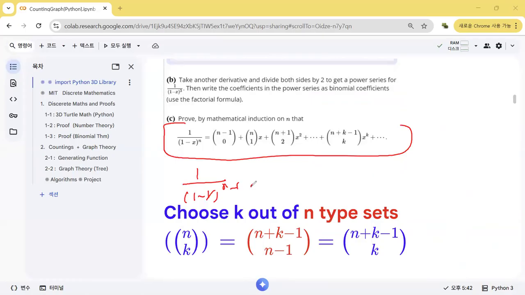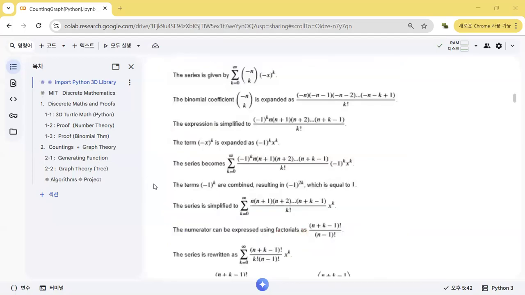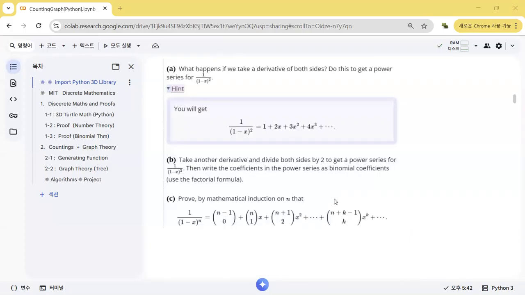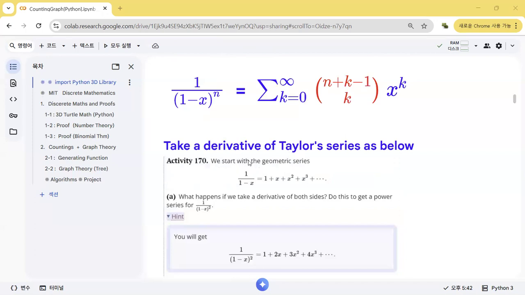But for this incoming Monday quiz problem, say this one. So in this case, math induction is a little bit difficult. So it's okay. Just express this kind of relation. Just think about this relation, and that is okay for me.